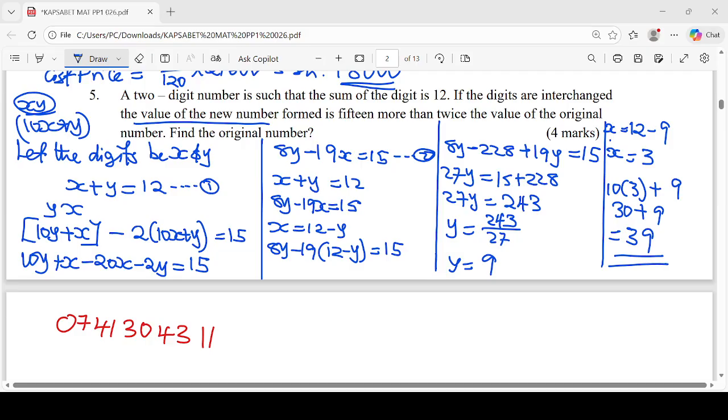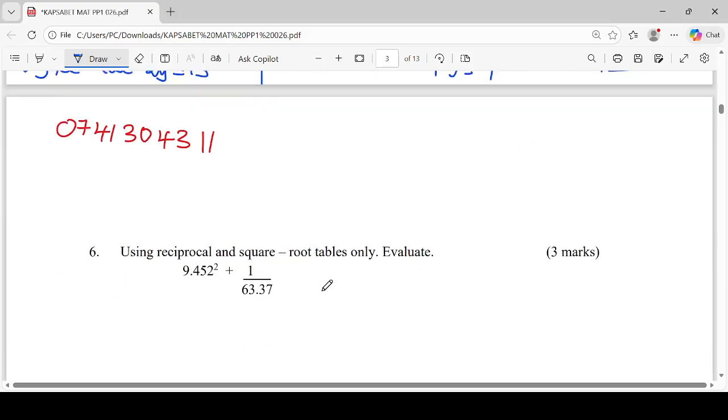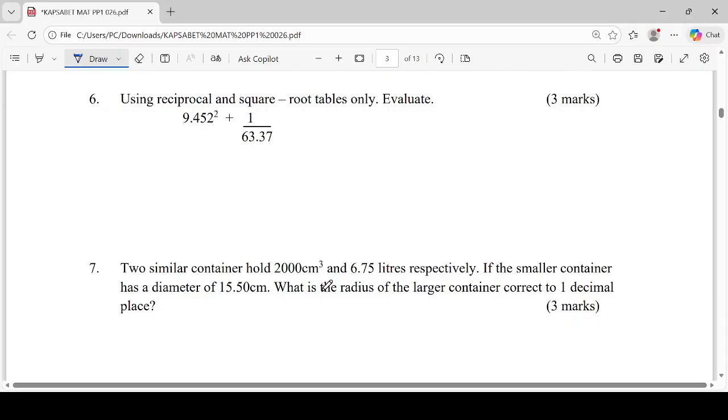We are proceeding well, and allow me to go to question number 6, which says that using the reciprocal and the square roots table only, you need to do evaluation of 9.452 squared plus 1 over 63.37, 3 marks. Let me get my log table so that we can all fast track this very fast.